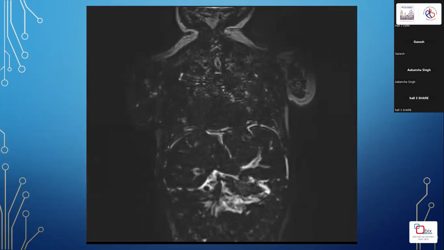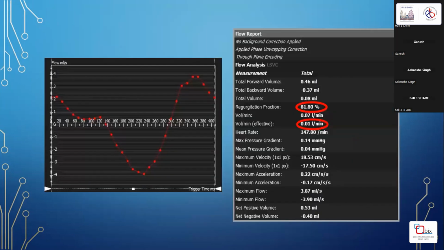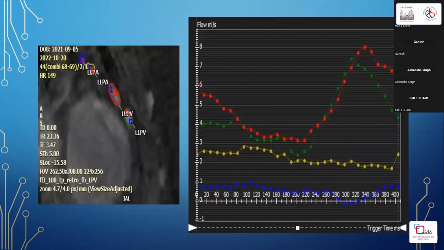Evaluations that we did using phase contrast were actually very abnormal. Hardly any antegrade flow across the left Glenn, and most of it was retrograde. The pulmonary artery flows that we see in yellow and blue were surprisingly lower, a lot lower than the pulmonary vein flows, the red and green flows.